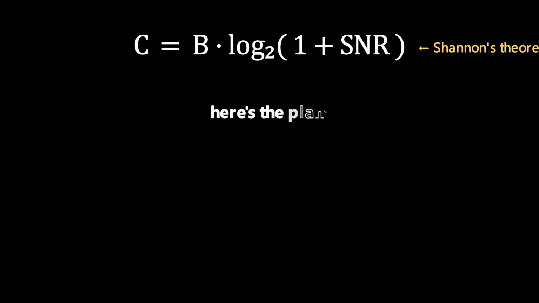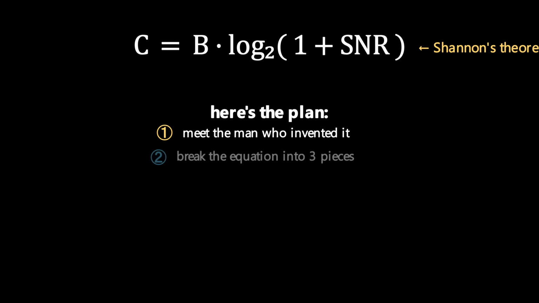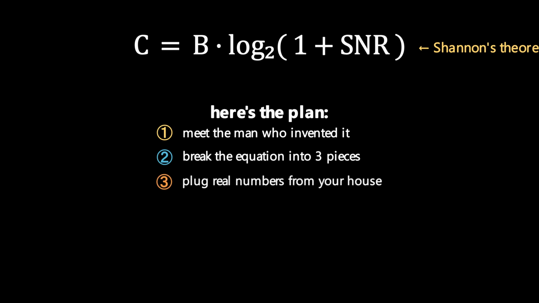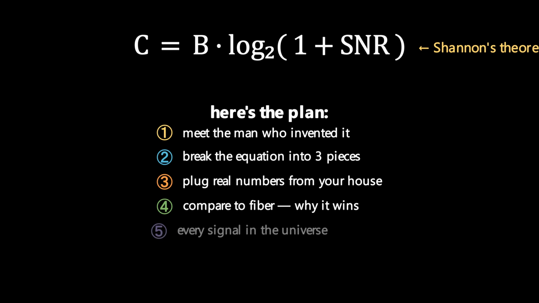Here's the plan. First, meet the man who invented it. Then we'll break the equation down into its 3 pieces. Then we'll plug real numbers from your house and watch your Wi-Fi collapse. Compare it to fiber and see why fiber wins. And finally, see why this same equation governs every signal in the universe, including the neurons in your brain.